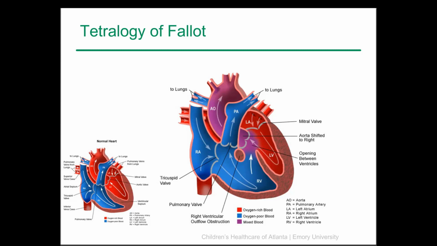Some go on to win Olympic gold medals in snowboarding, such as Shaun White, who had tetralogy of Fallot. Some go on to lead perfectly normal lives, and you would never know there's any problem unless you saw the scar on their chest. So it's a spectrum, but many of the kids are doing wonderfully with this, and it's a true success story for the field.